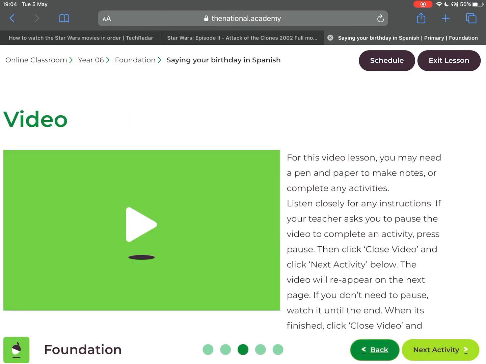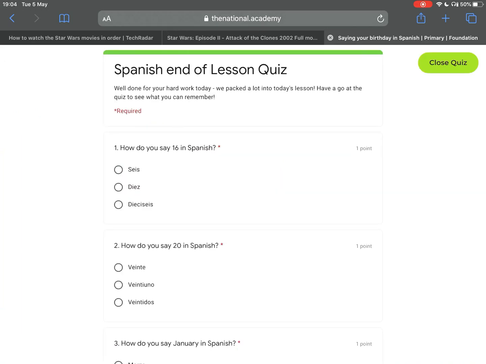Today you're going to learn how to say your birthday in Spanish, and you're going to learn about the months and numbers from 11 to 31. After that you're also going to recap the alphabet and the numbers that you learned in previous lessons. So after that, you have your exit quiz here.